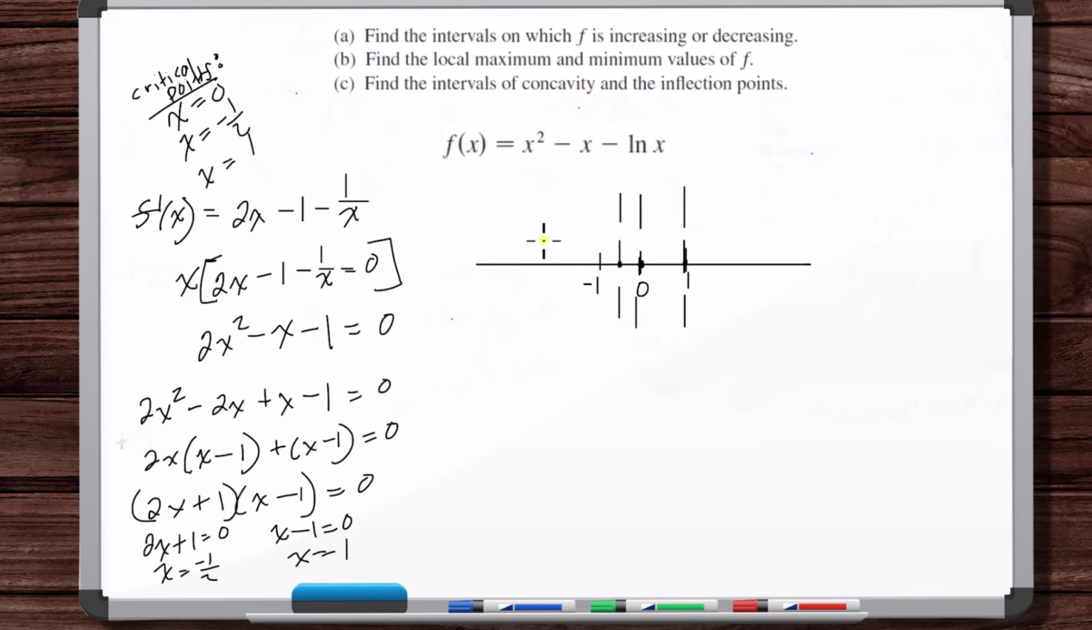Now just plug into the first derivative a point in this interval, a point in this interval, a point in this interval, a point in this interval, and then you just mark it off. If it's positive, put increasing. If it's negative, put decreasing. So f prime of the simplest number we can that's not minus 1, on the left side of minus 1 would be minus 2.